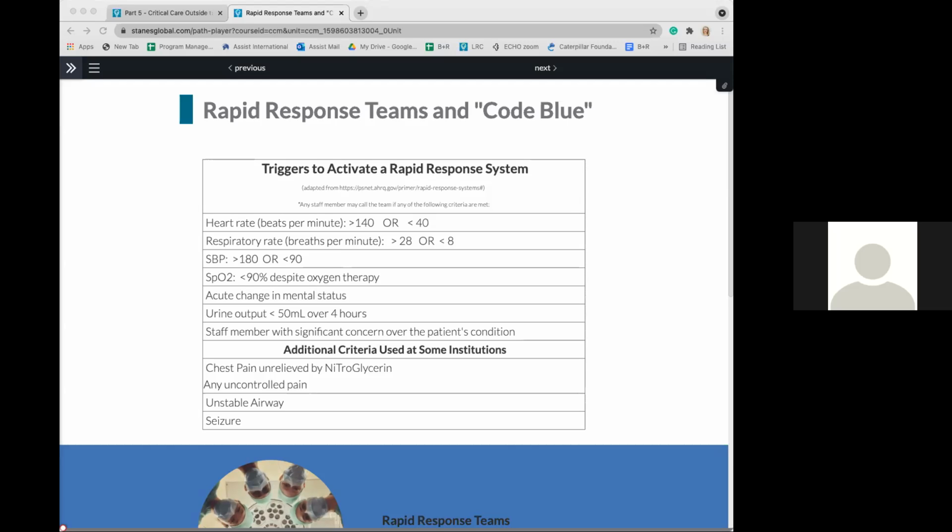So an SpO2 of less than 90 means that the patient would need particular interventions such as oxygen delivery. Other triggering points would include acute change in the mental status of the patient. For instance, this patient that we have has suddenly lost consciousness, and that in itself is a very, very important sign for us to institute a particular measure. Urine output of less than 50 mL over 4 hours, as well as any concern from a staff member over the patient's condition, that should also help us trigger a particular reaction.